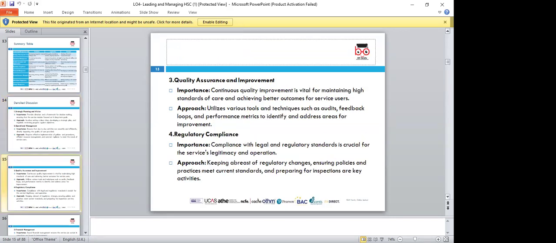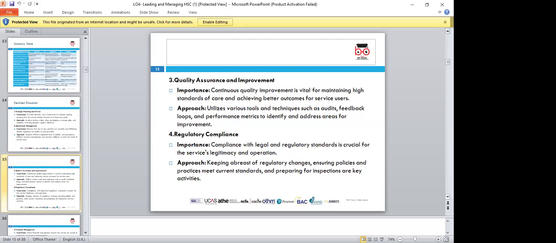Quality assurance and improvement. There is a need for continuous improvement within the organization. Factories do that and all that. And quality is one key thing that is very important in healthcare and in all organizations. So continuous improvement, quality of care, just to maintain higher standards of care and achieve better outcomes for service users is very key.